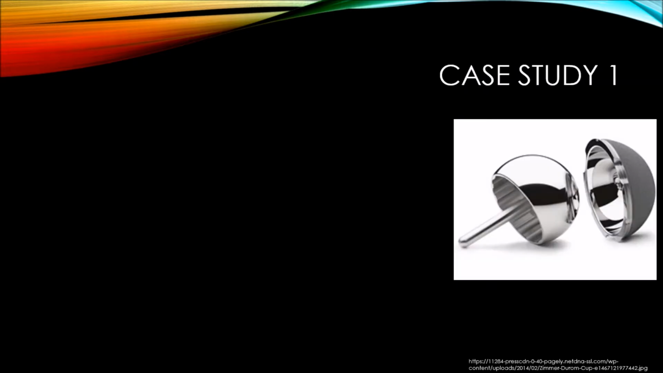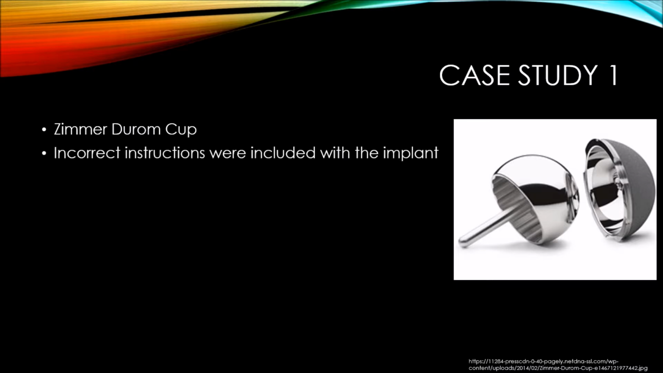So for those of you who have actually read the paper, I'm sorry this is a little bit repetitive, but I'm going to be talking now about the Zimmer Durham cup. So as you can see, this cup is actually a metal-on-metal hip implant, but weirdly enough, the recall that I'm going to be discussing right now is not because of the fact it was metal-on-metal. Rather, it was due to incorrect instructions that were included with the implant.